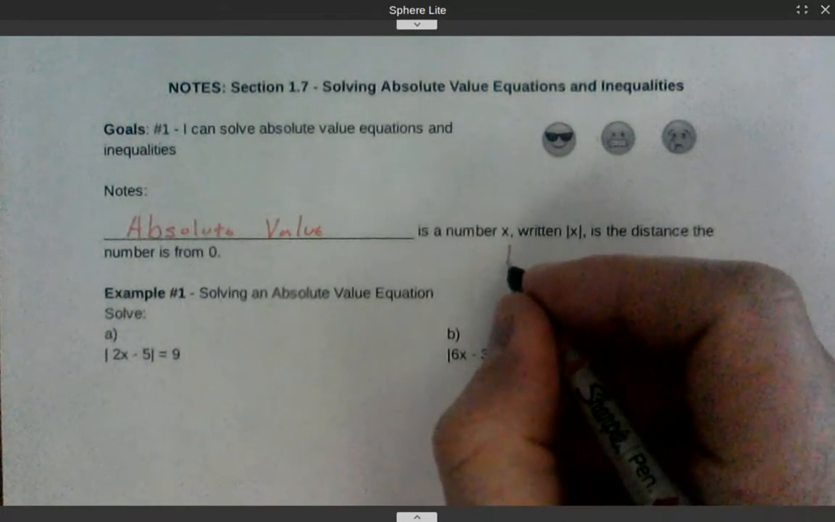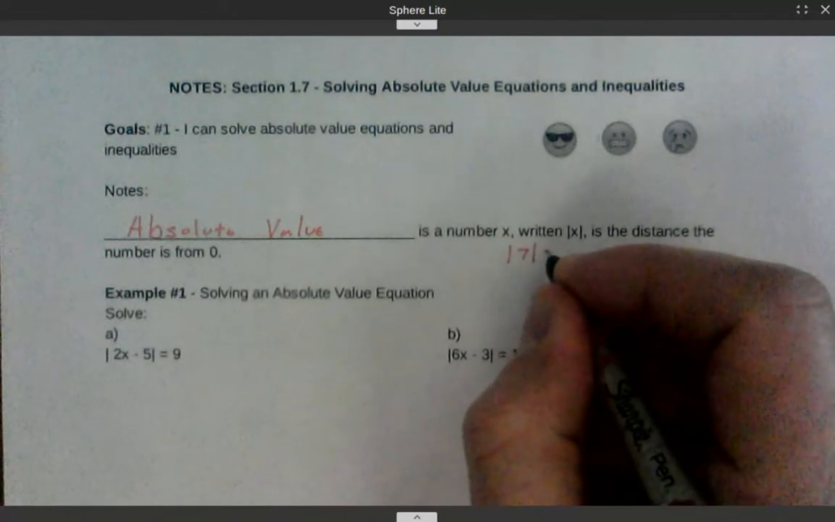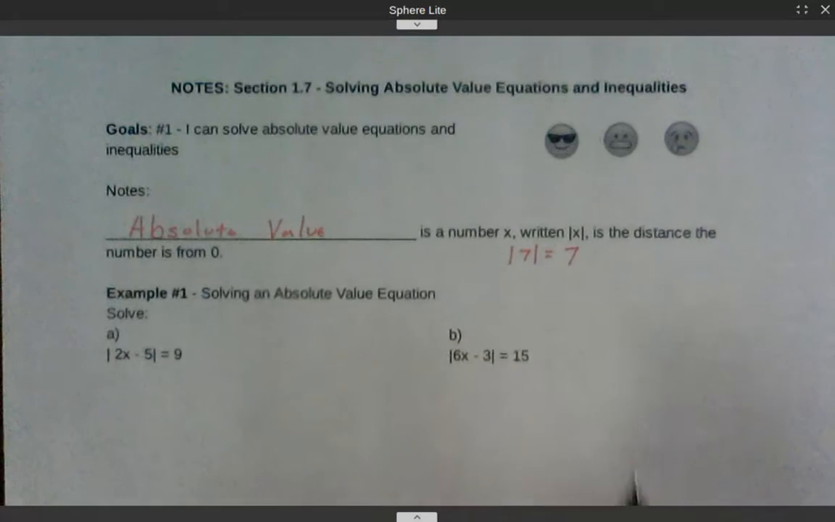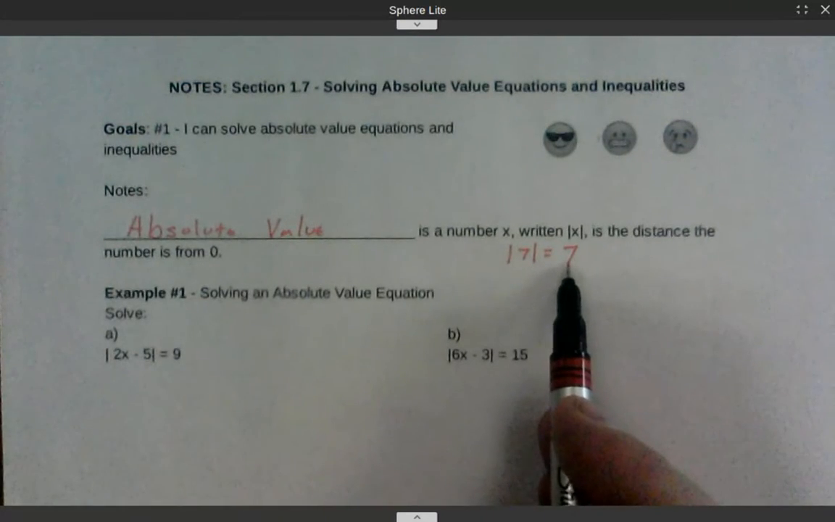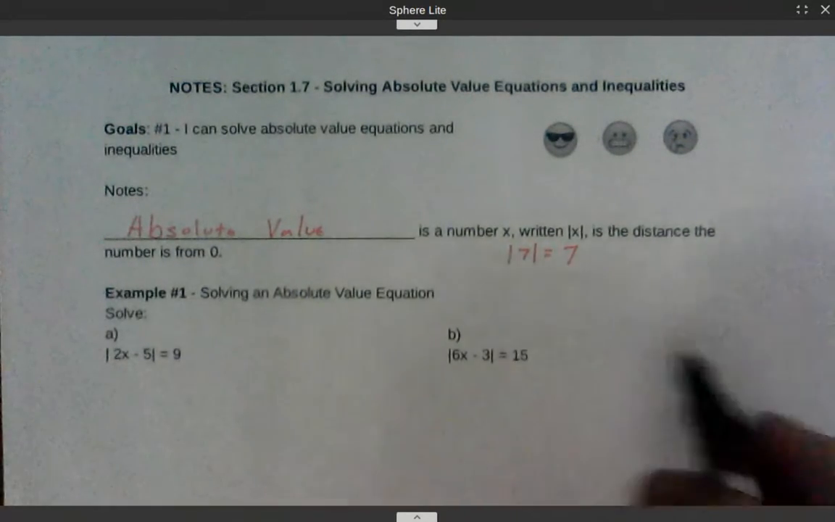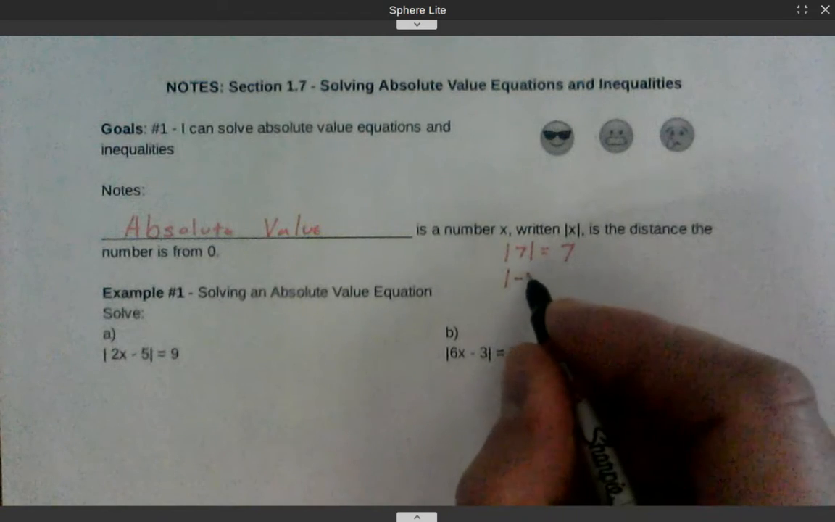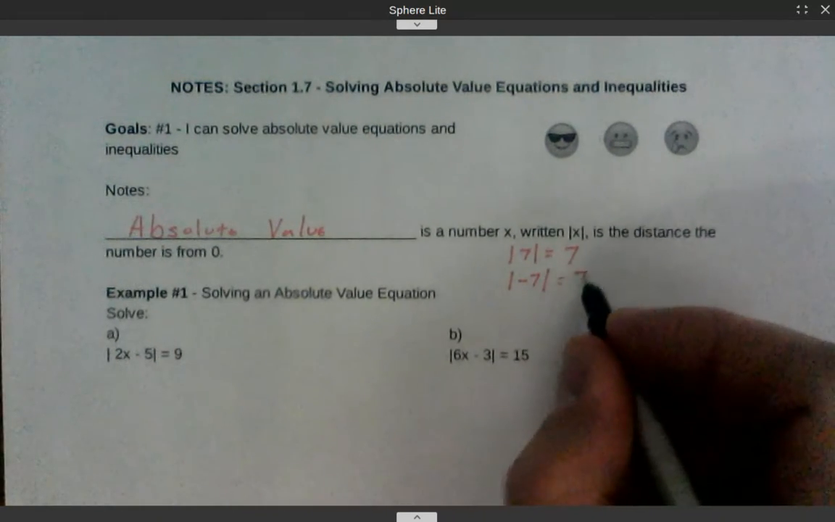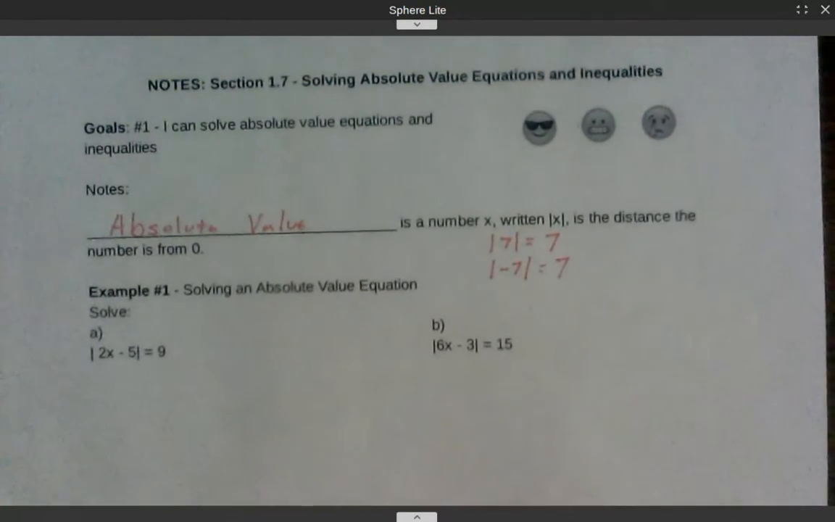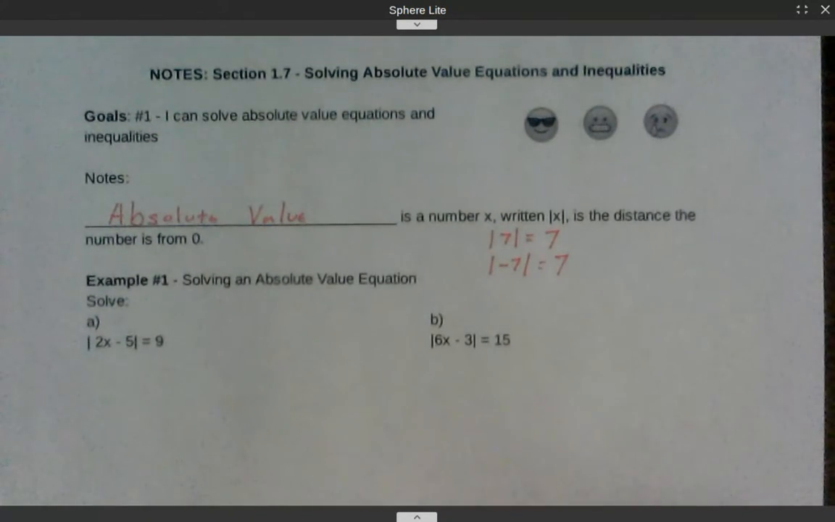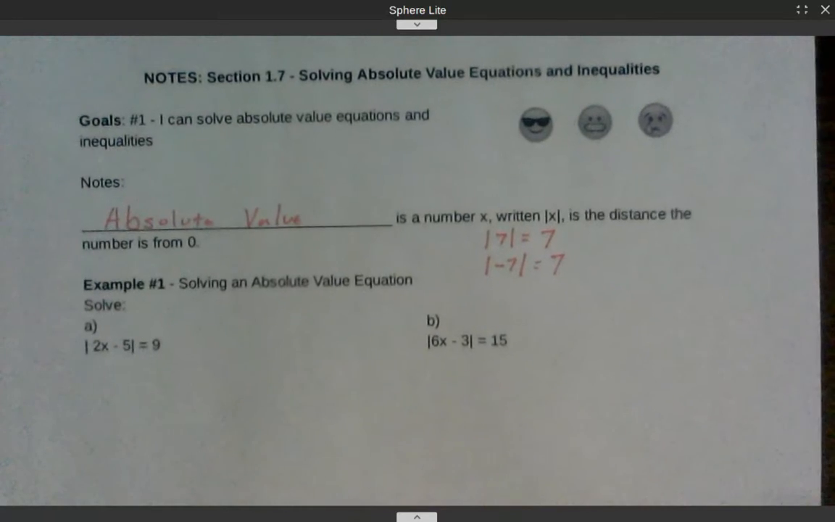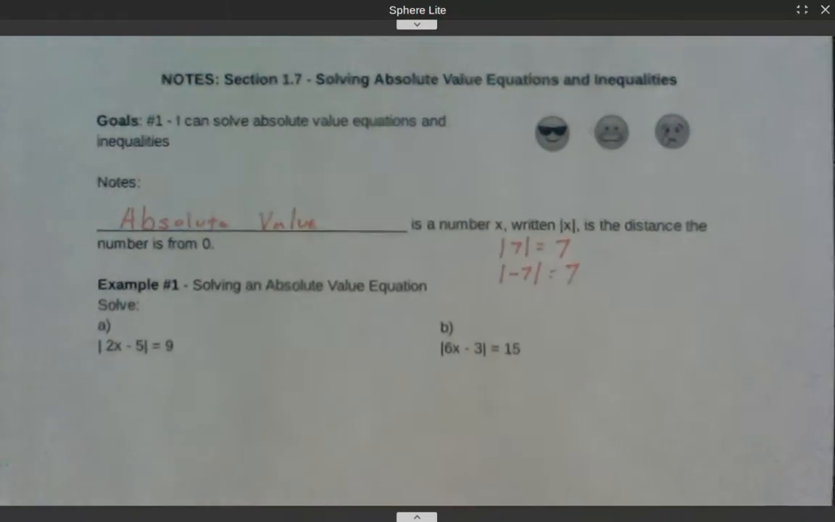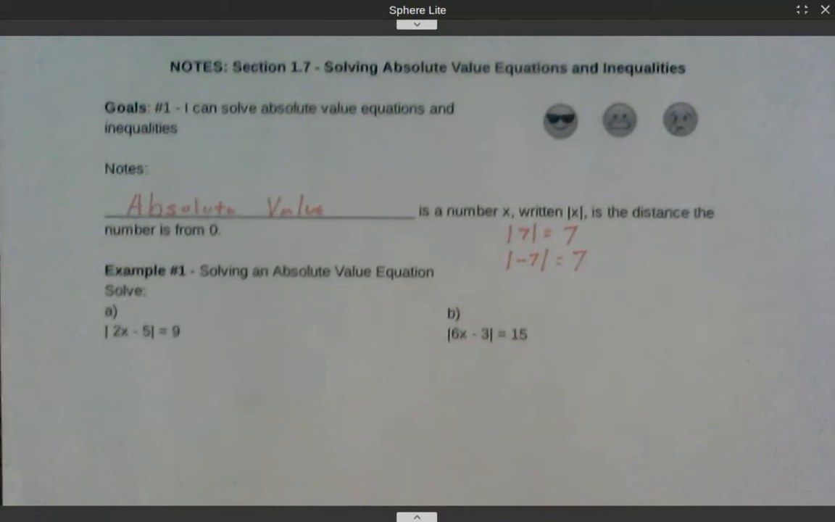So for example, the absolute value of 7 is 7, because 7 has a distance of 7 from 0. If I look at negative 7, the distance away from 0 is also 7. Now, distance can never be a negative number. Distance is always a positive number. So anytime we take the absolute value of a number, we get a positive number in return.